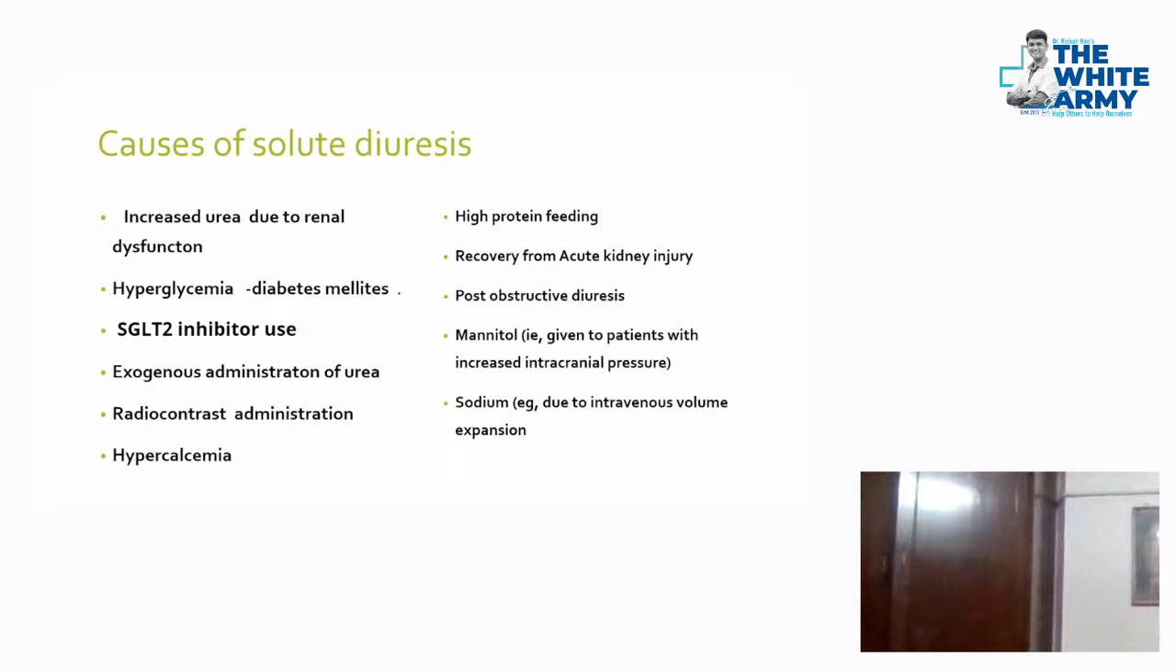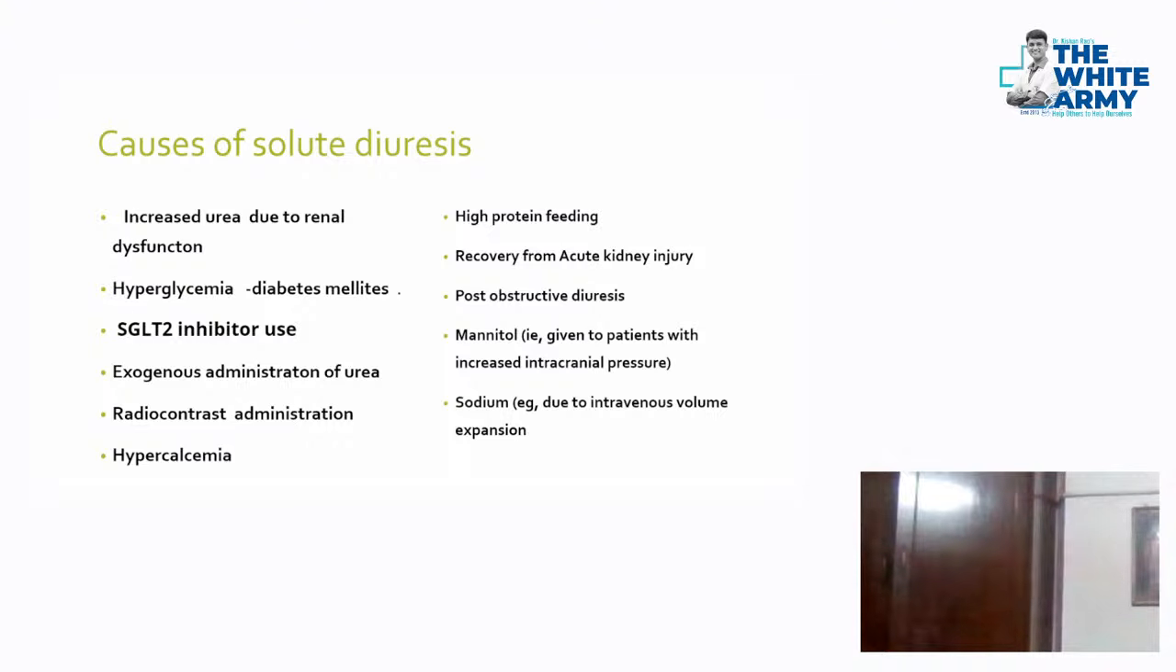Radio contrast can be excreted in urine, contributing to high osmolarity. Hypercalcemia in primary hyperparathyroidism, multiple myeloma, etc., can have high urine calcium. If somebody is on tube feeding and you are giving high protein, that can generate an increased urea load, resulting in solute diuresis. Somebody is recovering from acute kidney injury, as we said earlier.